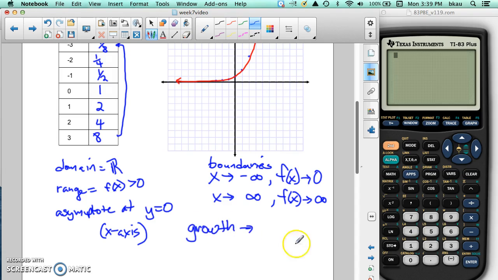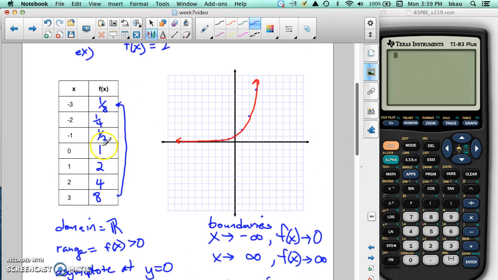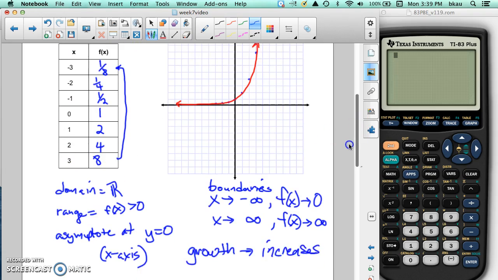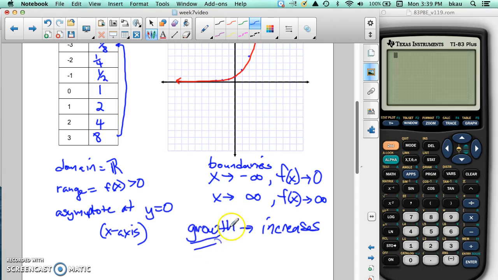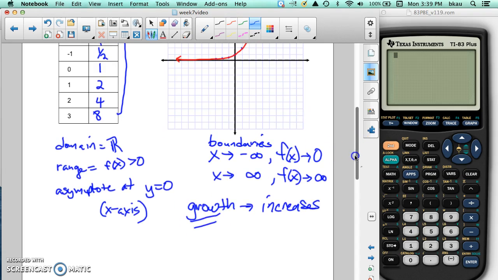Because it increases. As x gets larger, it gets larger. The values of f of x get larger as the x values get larger. So we have a growth model in that example.